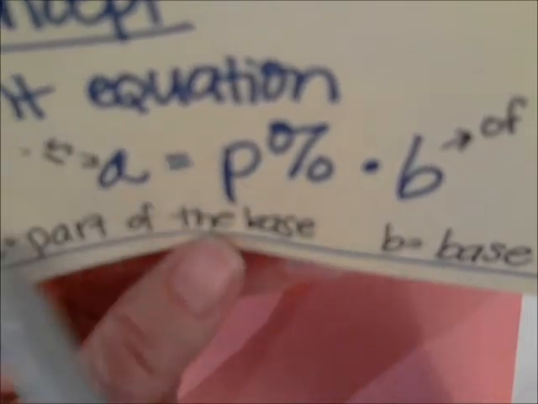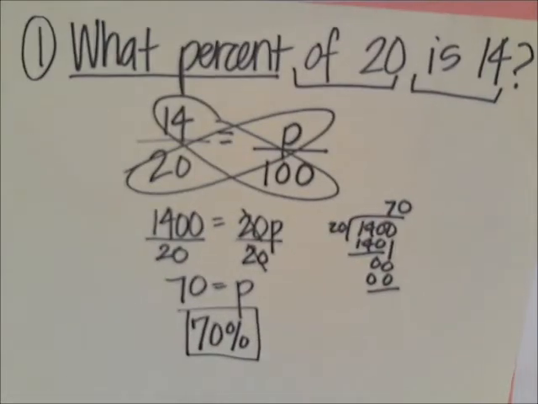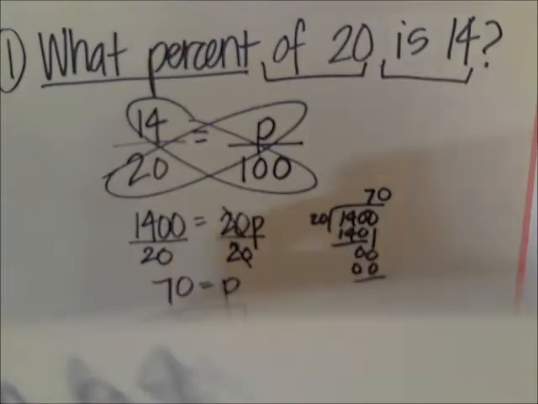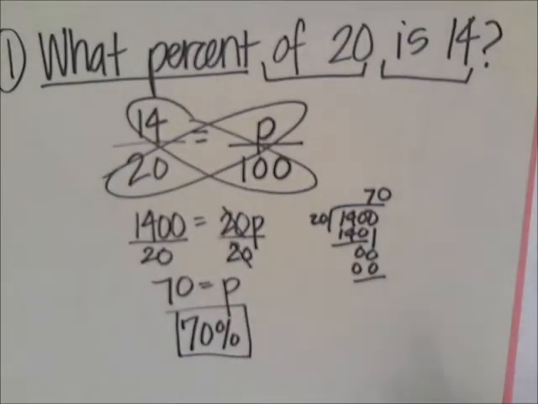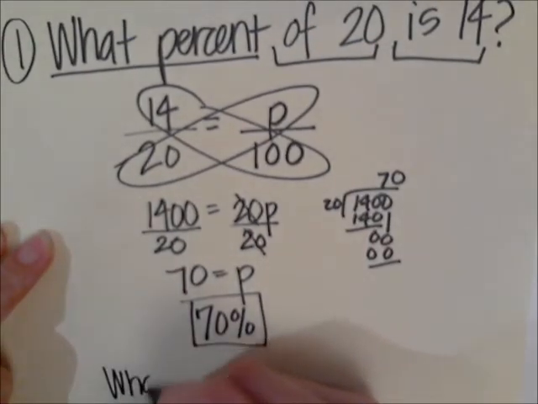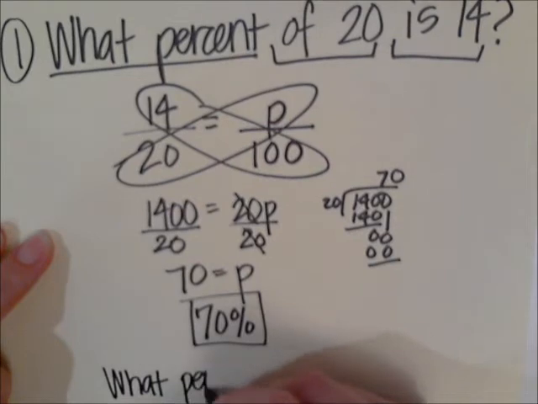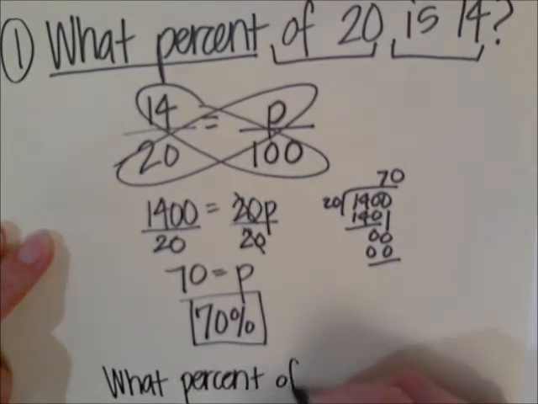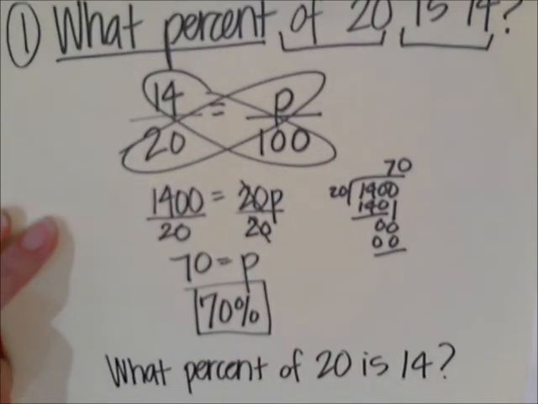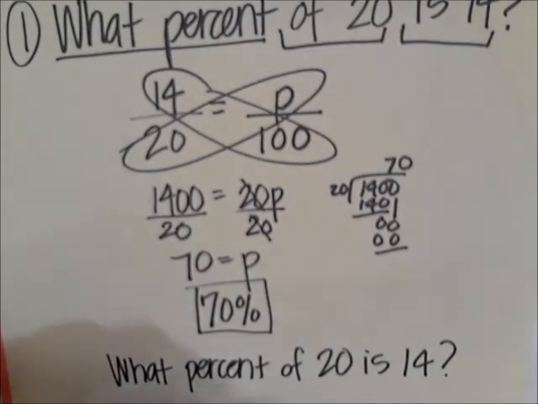Now, the part of the base, when we were doing problems like is over of, the A is what's prompted by the "is", and the base is prompted by "of". So we want to pay attention to that. So we're going to do this very same problem. I'm going to write it down over again just to prove to you that it works. So what percent of 20 is 14? Okay, so we already know the answer is 70, but this way we're going to use a different process.